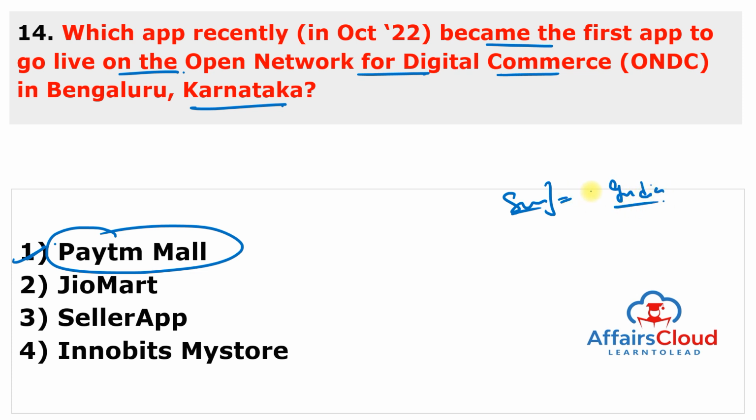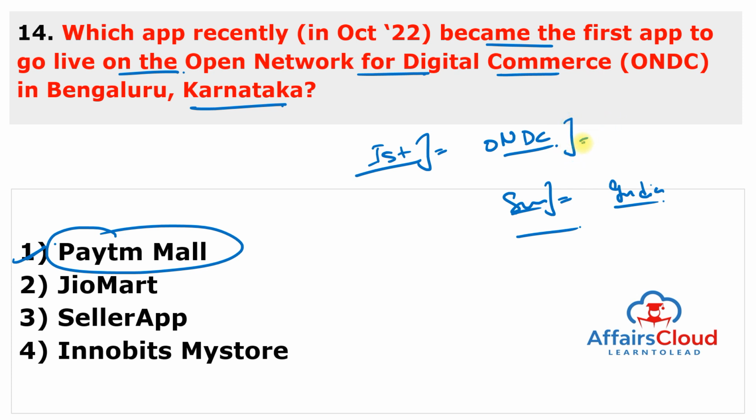started with My Store and Spice Money as the buyer side applications, and the seller side applications such as Go Frugal, Shop N Store, and Growth Falcons, among others, can be used to order meals or purchase groceries using the network. So remember, Paytm Mall of the Paytm E-Commerce Private Limited became the first application to go live on the open network for digital commerce in Bengaluru, Karnataka.